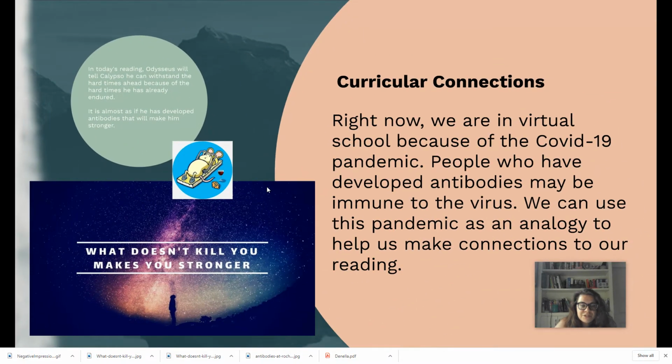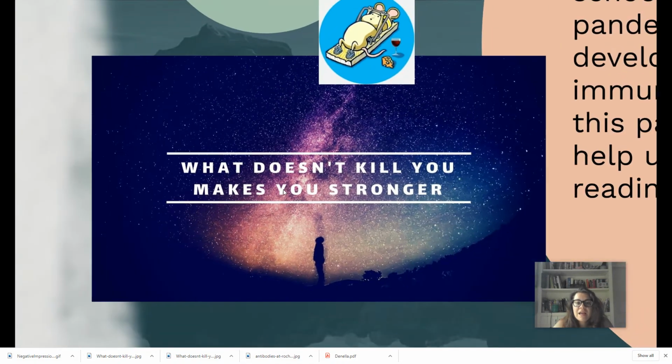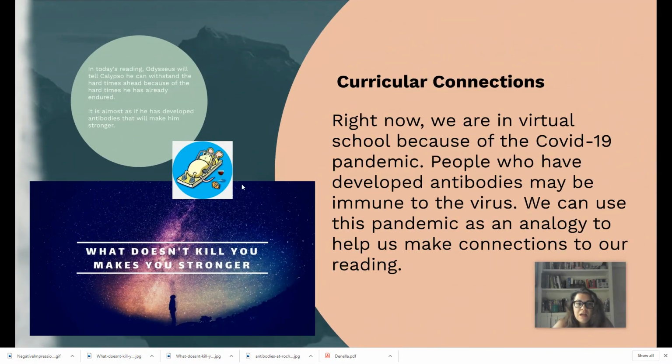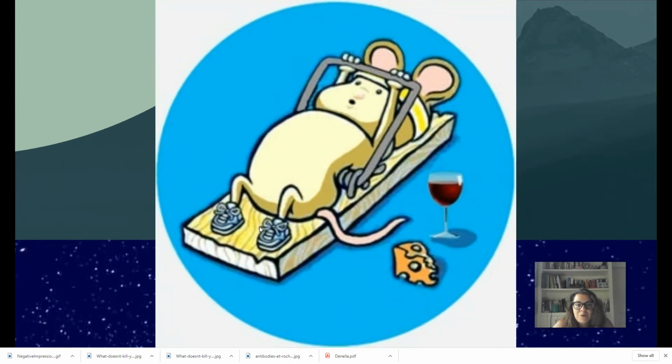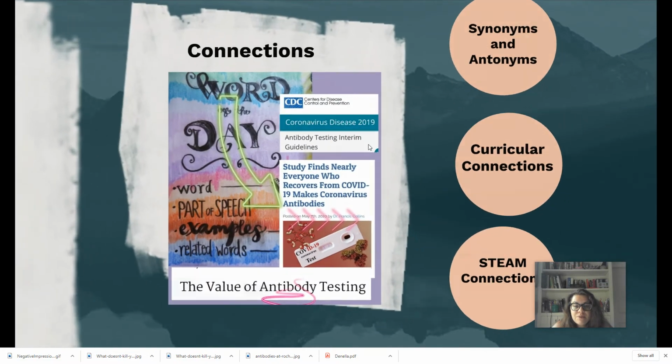The other thing I wanted to show you guys is this common phrase, what doesn't kill you makes you stronger. This makes me think of your immune system and how, if you have a virus and your body fights it off, then you usually are able to fight it off stronger in the future. And I also found this funny little picture of a mouse who didn't get killed by the mousetrap, but is using it to bulk up. You go, mouse.